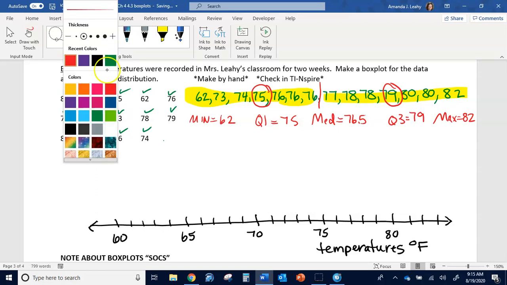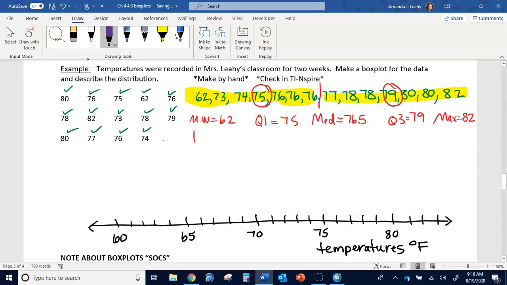The next thing I need to do is calculate this interquartile range so that I can check to see if there are any outliers. So the interquartile range would be 79 minus 75, which is 4. And then I'm going to check my outlier fence. So I'm going to take Q1, which is 75, minus 1.5 times 4. 75 minus 1.5 times 4 is 69.